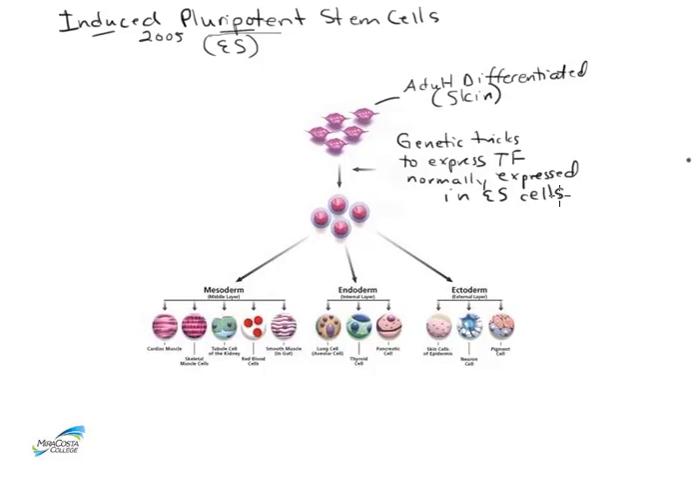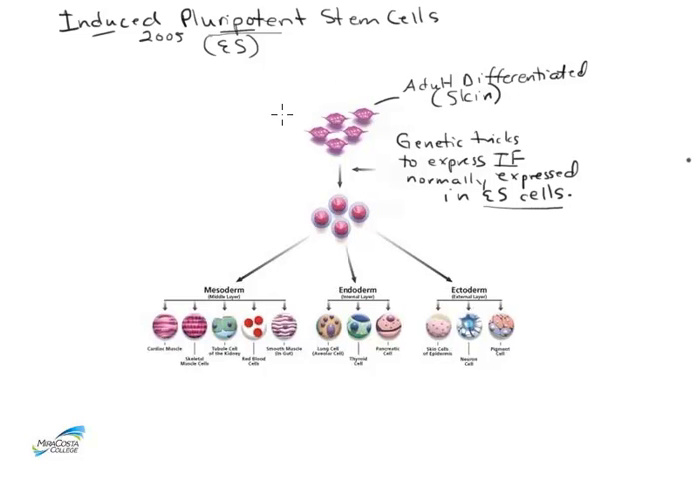ES cells. So remember in our discussion of embryonic stem cells and what made them pluripotent, and what the difference between those embryonic stem cells and the differentiated cells of the germ layers was, is that they expressed different sets of genes. The transcription factors that are expressed in embryonic stem cells keep them in an undifferentiated state.